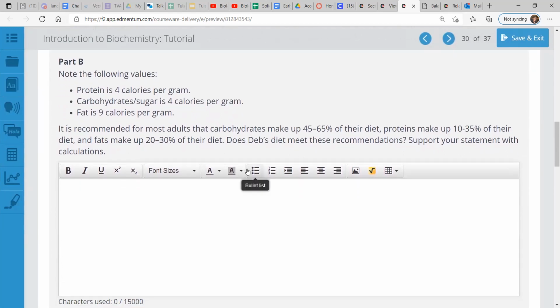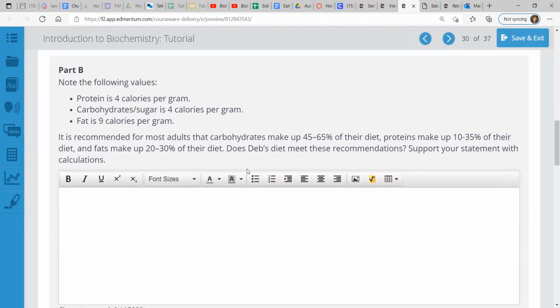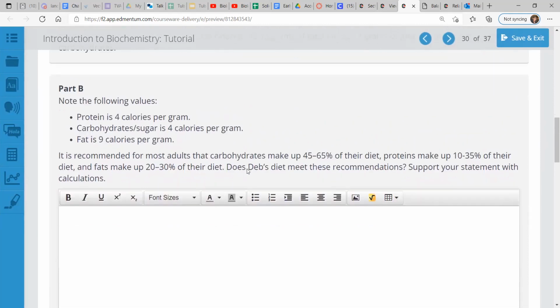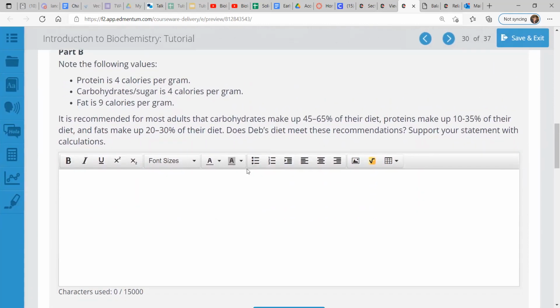That is why the fat is actually that high. It's actually higher than potatoes by themselves.